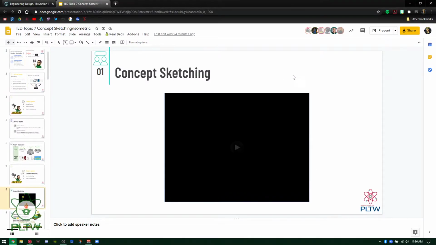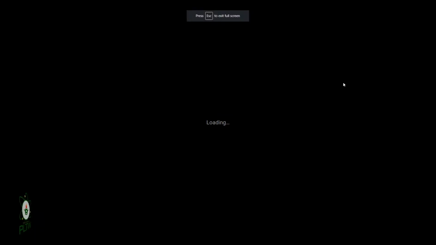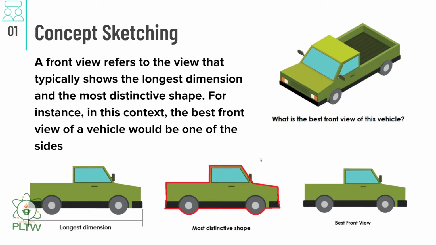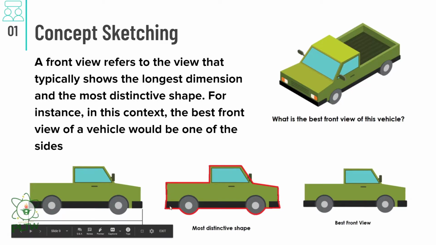Okay, so in a nutshell, that's it for everything that we're going to talk about today, but let's break that down a little bit so it's a little easier for you guys to understand. So, concept sketching. The important thing about concept sketching and getting into multiple views is to first select the best front view. A front view of an object is usually the most distinctive shaped, the longest dimensioned, and it's called a natural view.